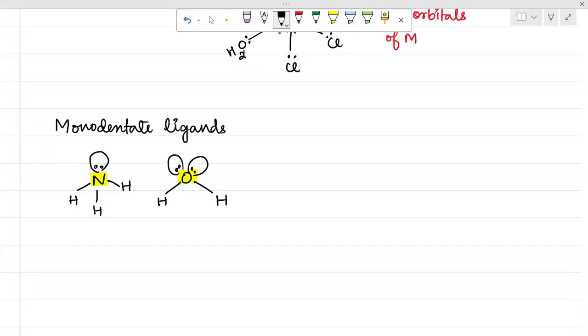Okay, there are more. You can take DMSO, dimethyl sulfoxide. Correct? So you can see two here, two here, two here, two here. 1, 2, 3, 4, 5, 6, 7, 8. Octet is complete for sulfur. Then oxygen has got 4 from this bond, 2 here and 2 here. So this oxygen can donate. This is a neutral ligand, no charge, DMSO.